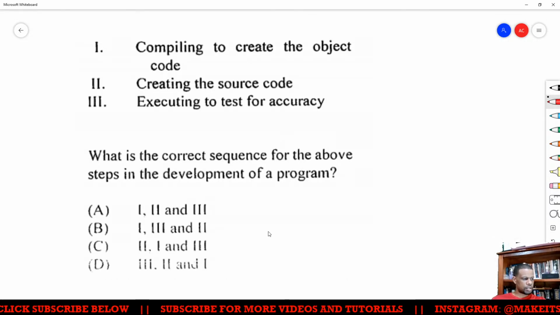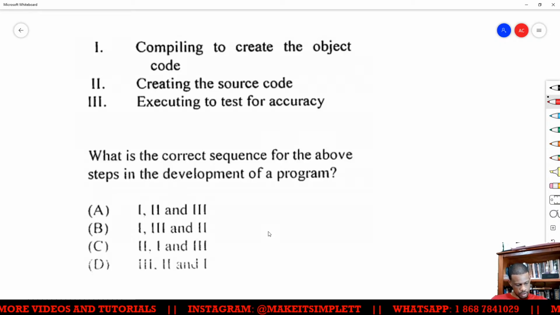Alright, next one. What is the correct sequence for the above steps in the development of a program? What is the correct sequence for the steps in developing a program?